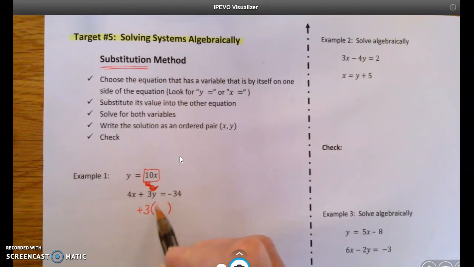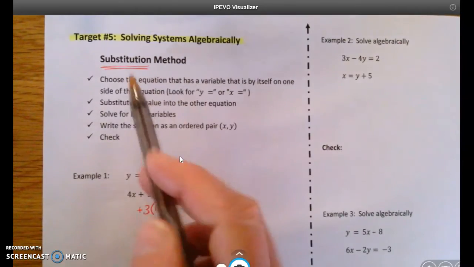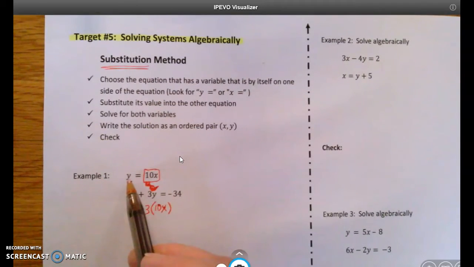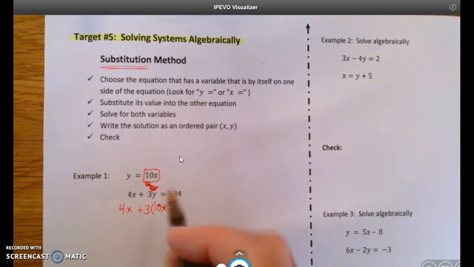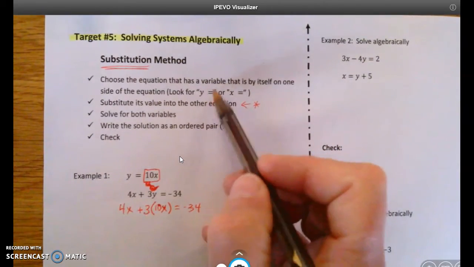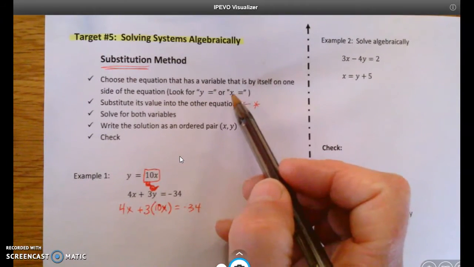So remember, y equals 10x. So now, instead of having a y, we are substituting it. We are plugging in the 10x, which we know is the same value as plain old y. This messy equation, the rest of it stays the same. So we're still going to have our 4x that was originally there. We're still adding 3 times y. This is the value of y. And it's still going to equal negative 34. So that's the very, very important first step. Subbing in using what you found that says y equals or x equals.